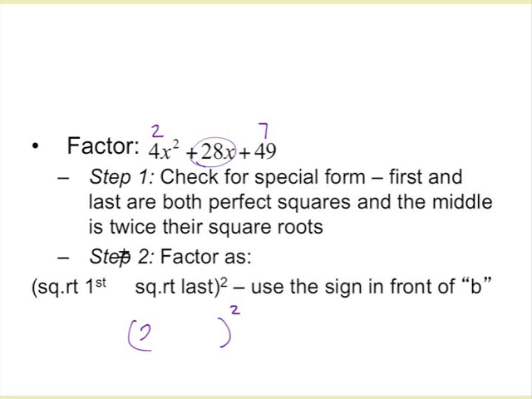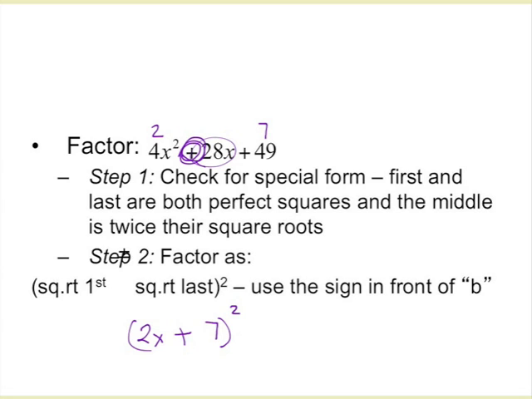In the front is going to go the square root of the front thing. And the back is going to go the square root of the back thing. The sign that we use is the sign of the middle thing. So in this problem we use a plus. Square root of the first thing, square root of the last thing, sign of the middle thing.